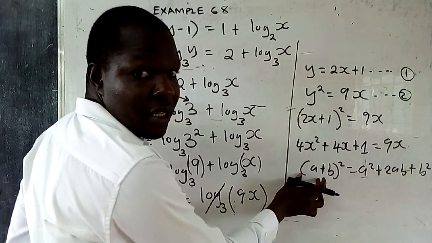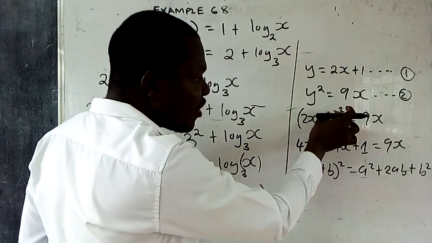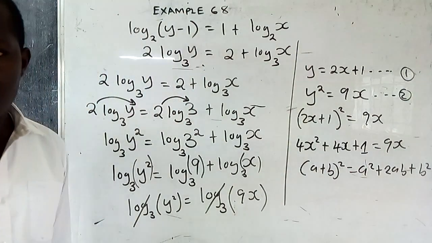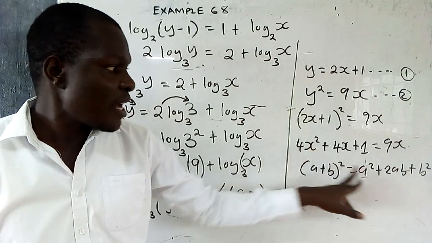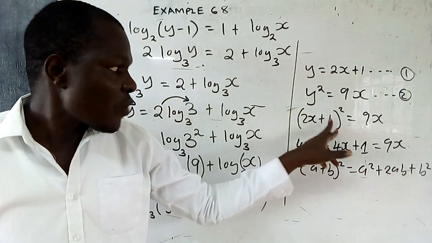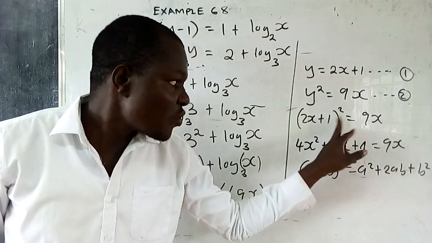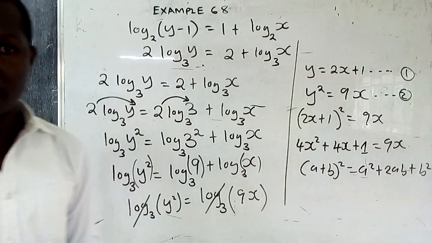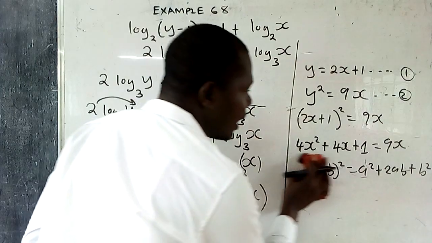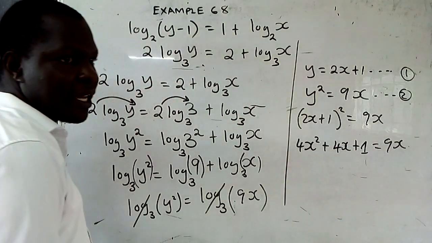See, your a is 2x, then your b is 1. Isn't it? So 2x, if you square, you get 4x squared. Then 2ab, 2 times 2x times 1, you get 4x. Then b squared, 1 squared, you get 1. Isn't it? Are we together? Good. After that, you simplify.